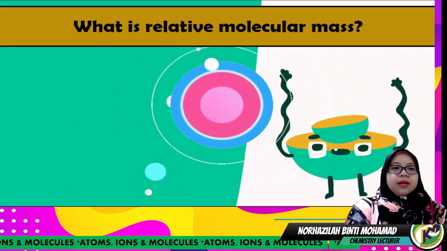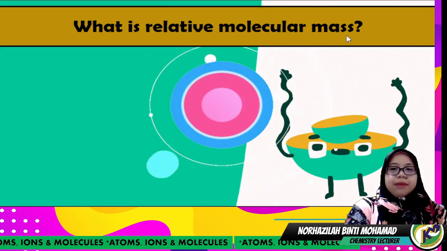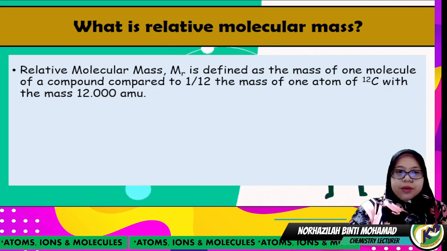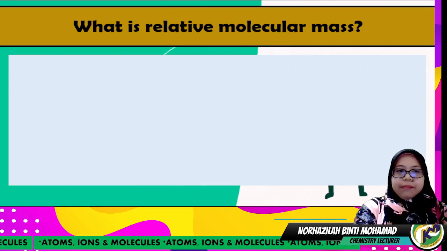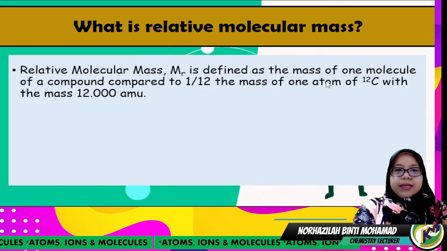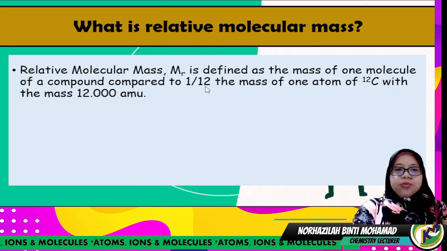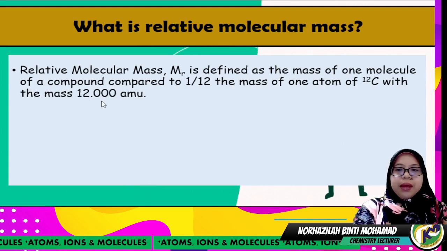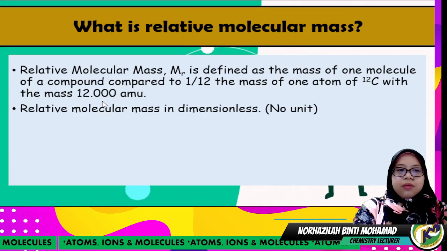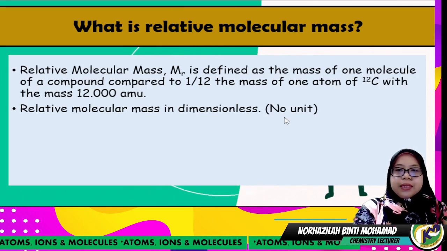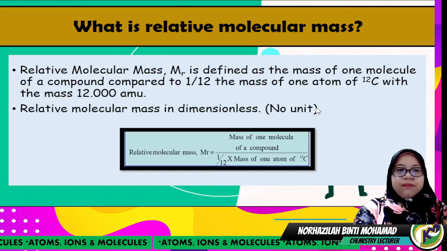How about relative molecular mass? What is relative molecular mass? So the relative molecular mass, the symbol is Mr, is defined as the mass of one molecule of a compound compared to 1/12 the mass of one atom of carbon-12 with the mass 12 AMU. So the relative molecular mass is also dimensionless. It means that there is no unit for the final answer.